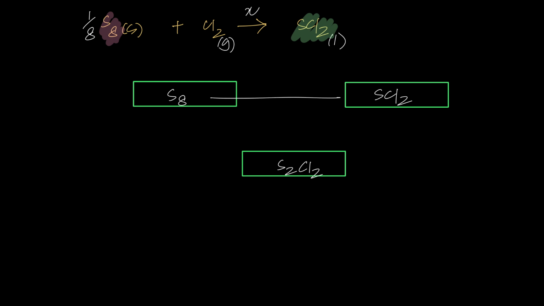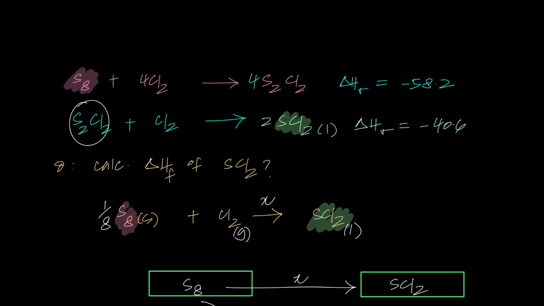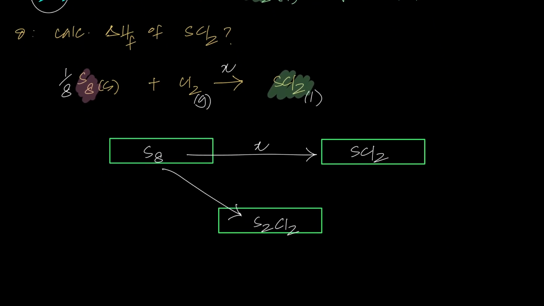Now, this is what I need to calculate. S8 plus chlorine going into SCl2. You can write chlorine here, I couldn't care less, right? So S8 going into SCl2, this is X, I don't know. But S8 going into S2Cl2, what's that equation? The equation for that is minus 58.2, right? So it's minus 58.2.